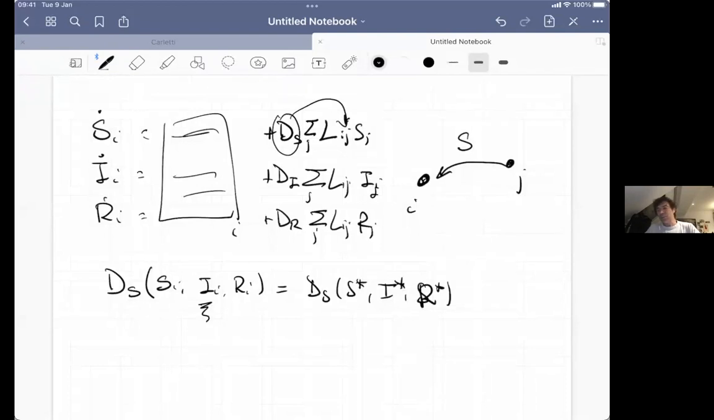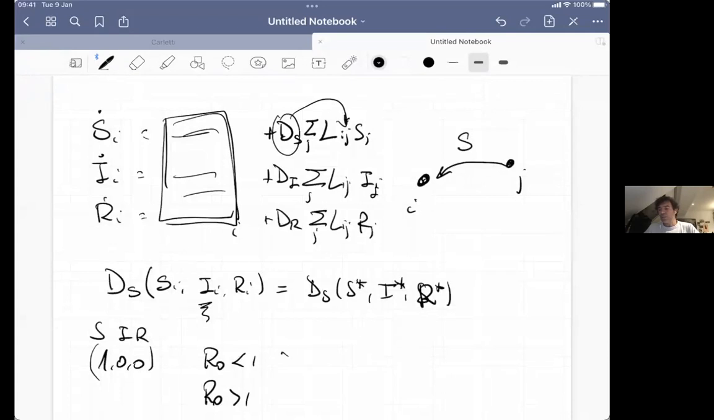Now the difficult part is the reaction part. The SIR model does not admit a stable homogeneous equilibrium. If you take the equilibrium (1, 0, 0), so all the persons are susceptible, you have 0 infected and 0 recovered. This equilibrium is stable if R naught is smaller than 1; otherwise, it's unstable.